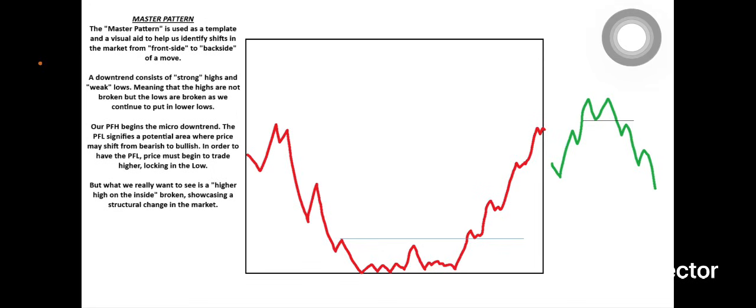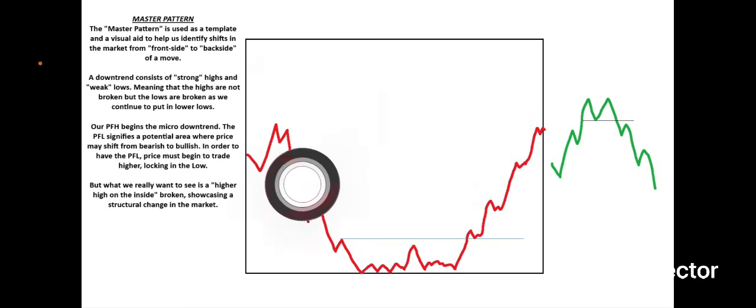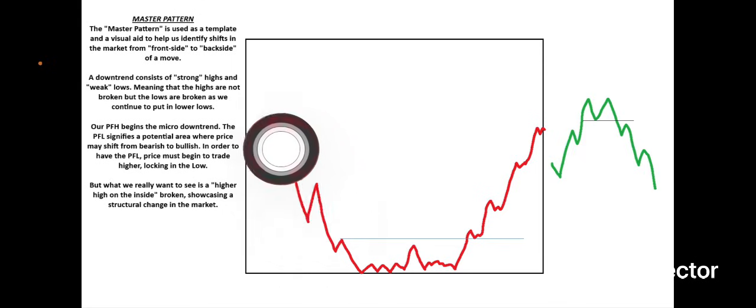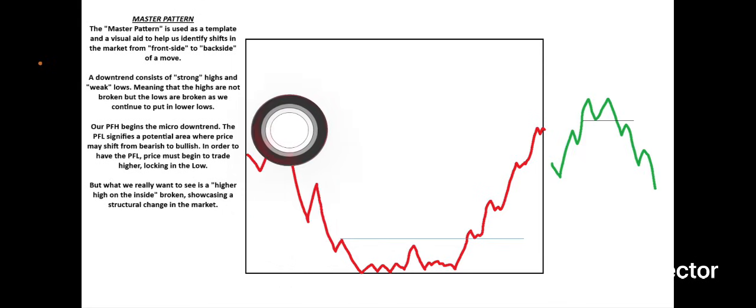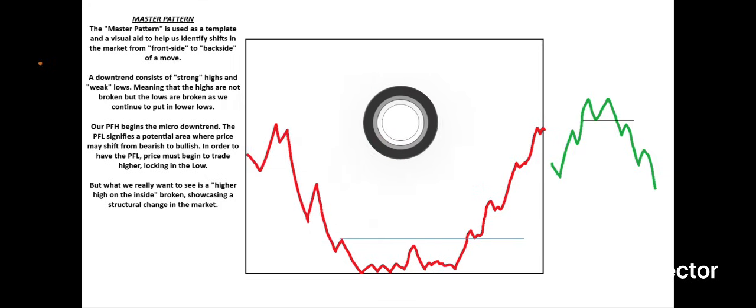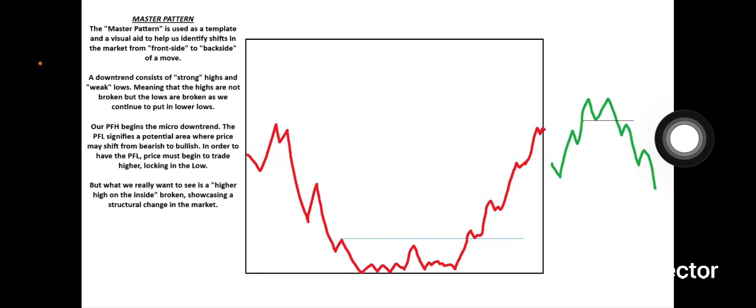All right. Now, the master pattern is used as a template and a visual aid to help us identify shifts in the market from front side to the back side of a move. All right. In this main example here, we're talking a downtrend in the beginning of the day, okay? A downtrend consists of strong highs and weak lows, meaning that the highs on the way down are not broken, but the lows are broken as we continue to put in lower lows.